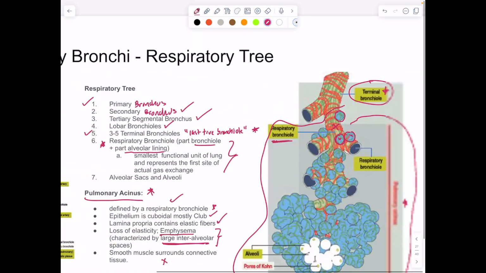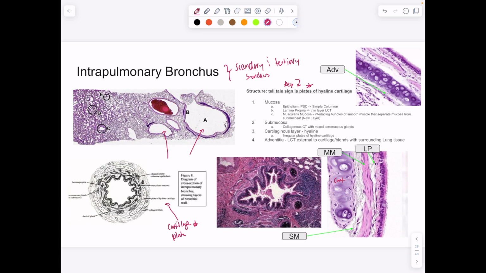All right, so let's get into it. Starting with the secondary and tertiary bronchi, we said that the bronchi are going to look like trachea, except they're going to have slightly different epithelium. You're going to go from pseudostratified to just simple columnar. So we can see that in our mucosa, pseudostratified columnar to simple columnar ciliated. The lamina propria is going to be just a very thin layer of loose connective tissue.